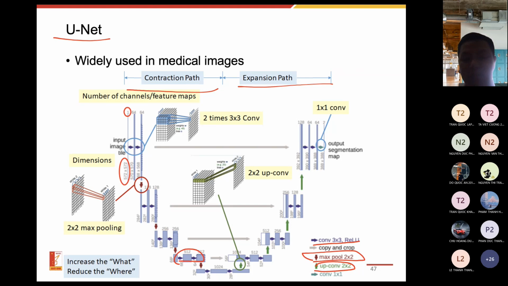And again, on the way you do upsampling, you combine with the corresponding output of the downsampling layer, right? Okay.